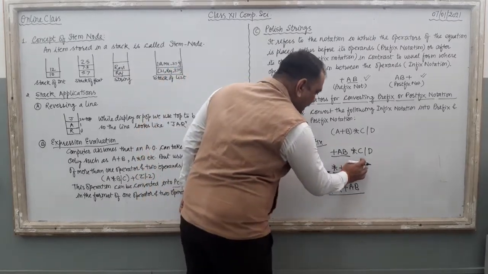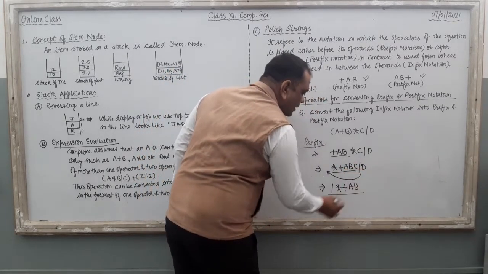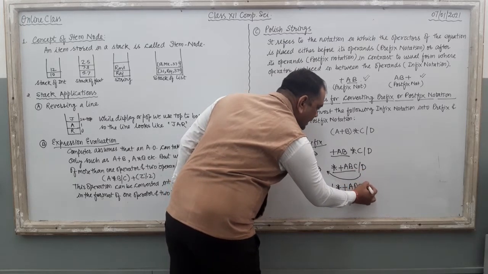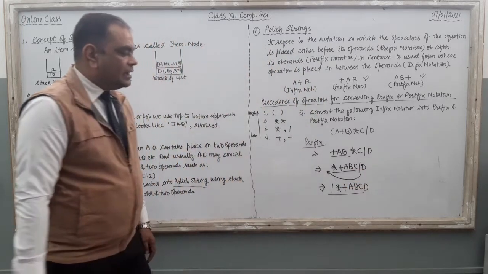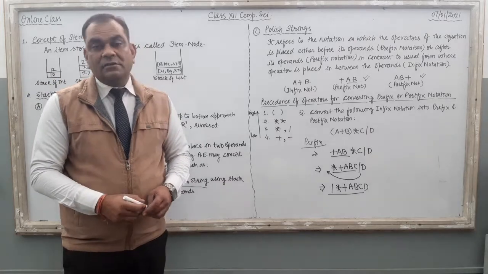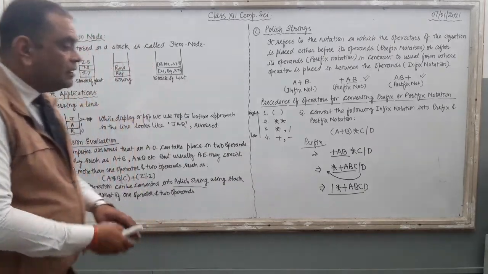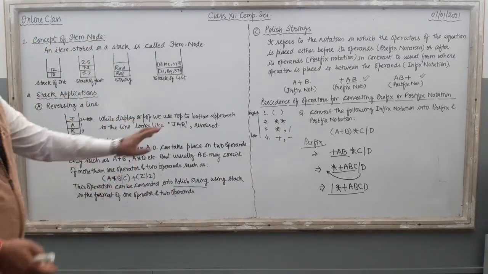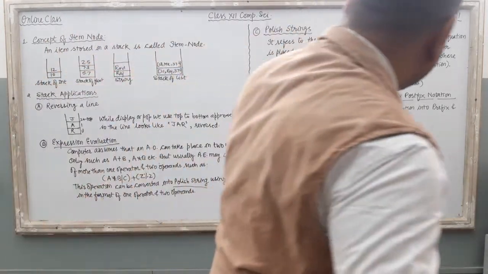AB, then C, and then D. This one. Right? It is the process by which we can solve this specific equation. Just see the steps of the equation.